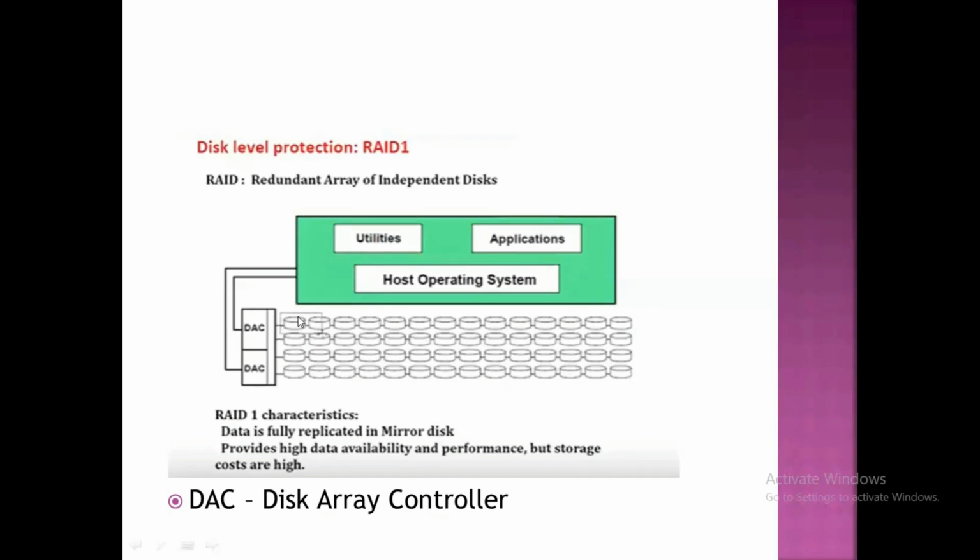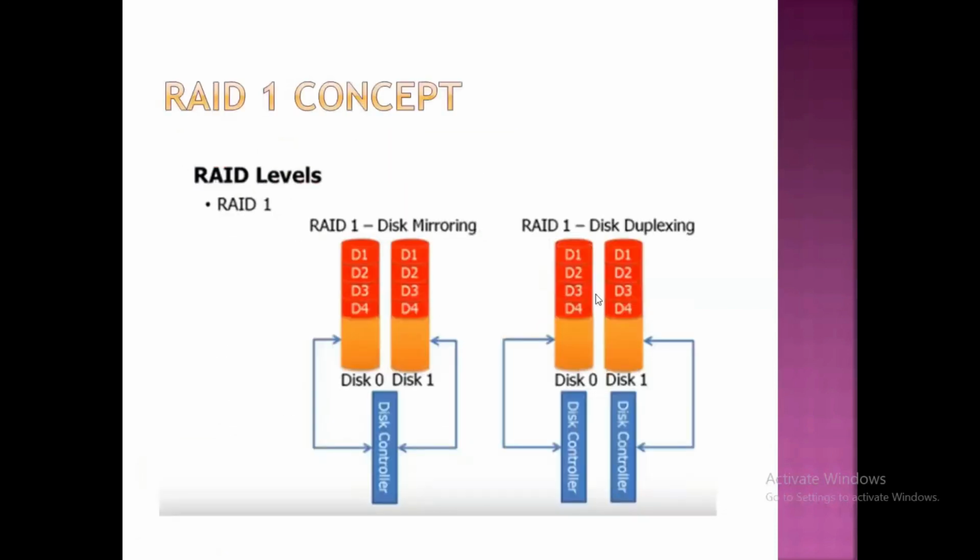If you have 100 terabyte of data and you are going for the RAID 1 concept, you need to have 200 terabyte of hard disk. Double the storage will be required. So this is what I explained: RAID 1 is nothing but mirroring.